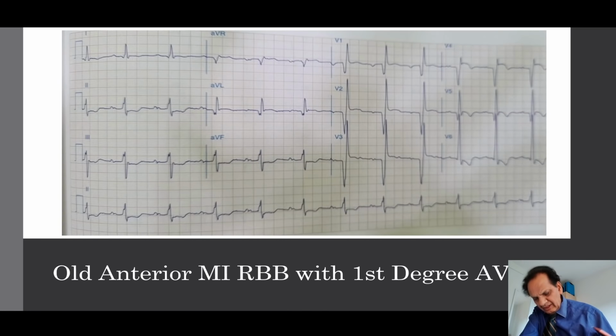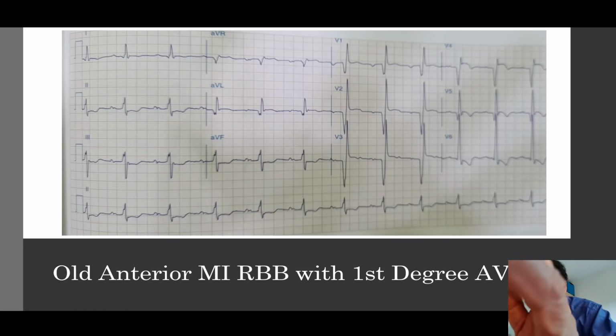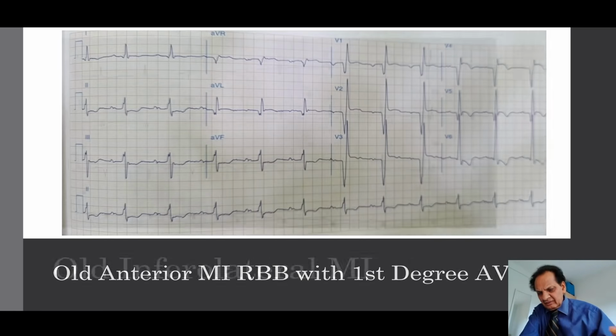Old anterior wall MI with right bundle branch block with the first degree AV block also, a good picture. First degree AV block, quite a long PR interval, and a right bundle branch block, terminal R wave, easy to see. There are big Q waves. So never forget, a right bundle branch block with anterior wall MI.